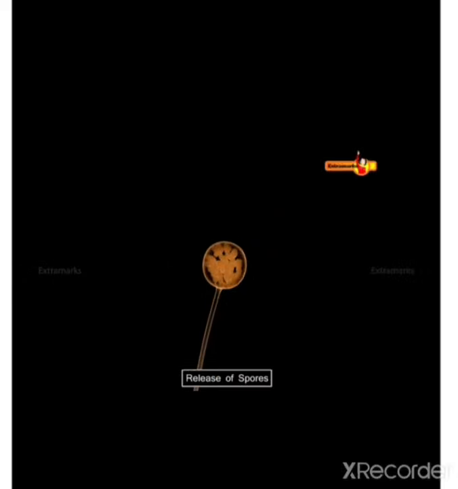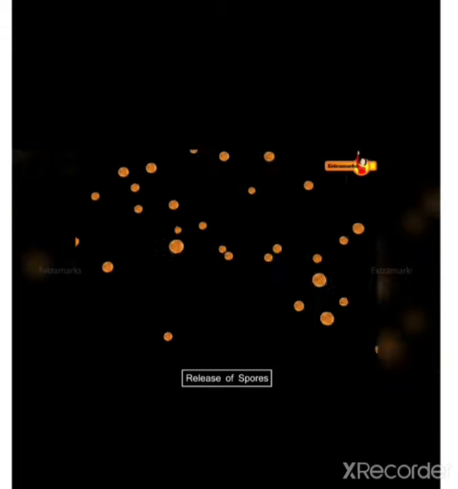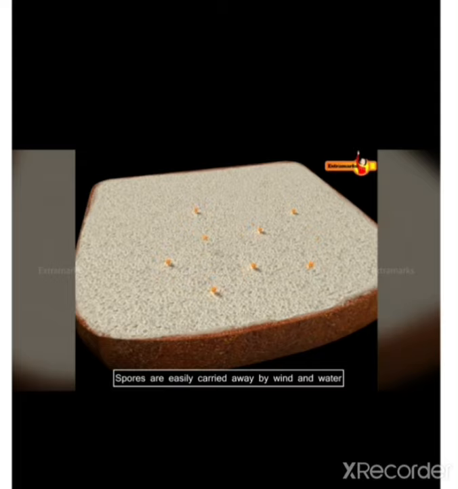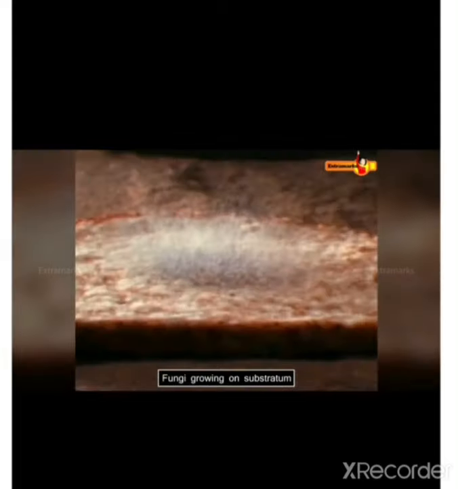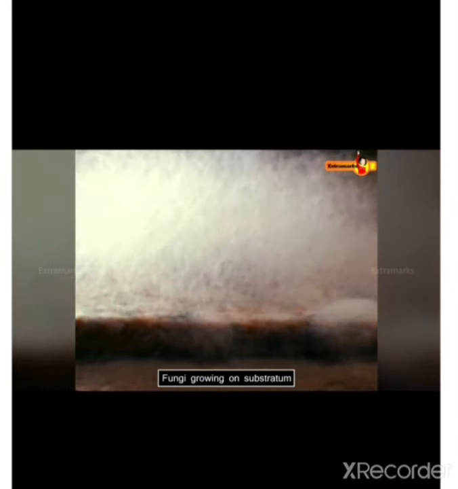When favorable conditions arise, the spore case bursts open and releases multiple spores in the air. A spore is very light in weight, hence it is easily carried away by wind and water and reaches the substratum where it gives rise to a new individual.